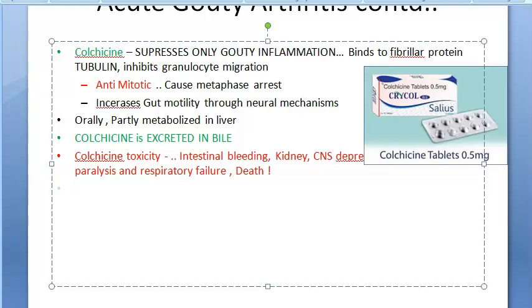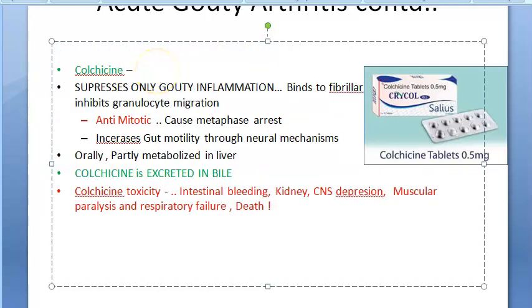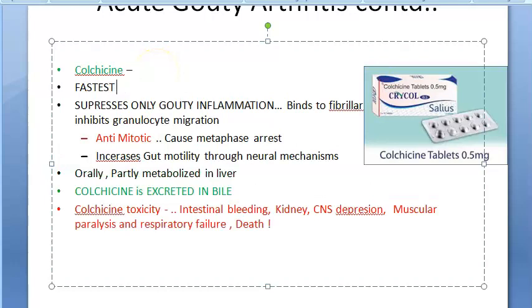Colchicine is the fastest acting drug to control an acute attack of gout. So it's the fastest acting drug. Fastest acting drug for what? To control acute attack of gout.